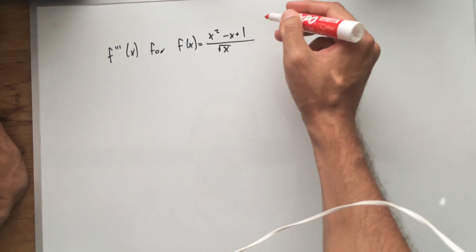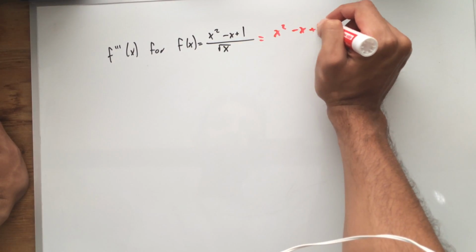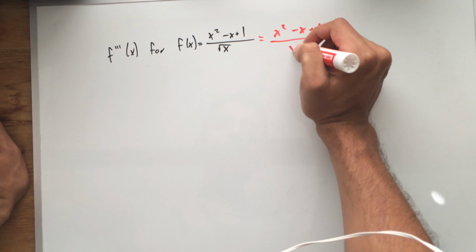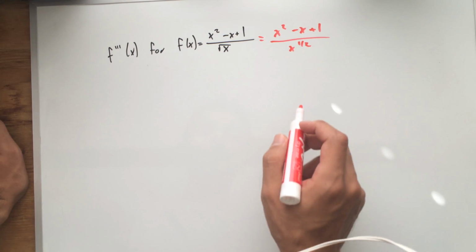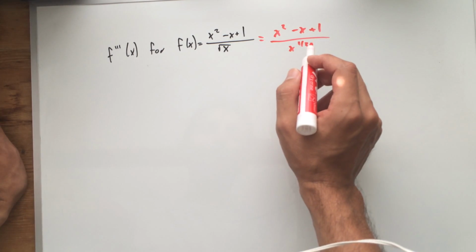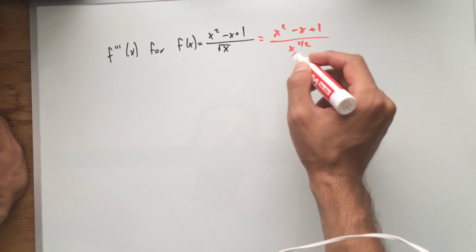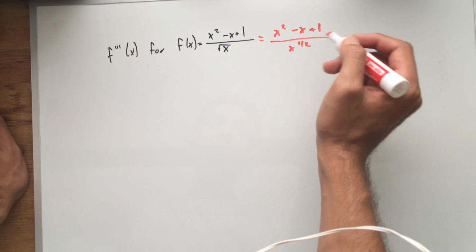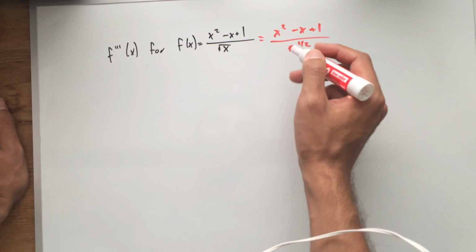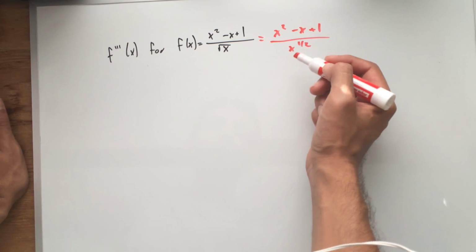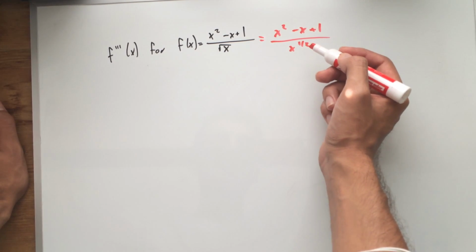the rules for exponents. So you have x squared minus x plus 1 on top, and the bottom, the square root of x, is the same thing as x to the 1/2 power. So now you want to simplify this. When you're dividing a variable with exponents, you subtract the exponents. So we have x squared divided by x to the 1/2.